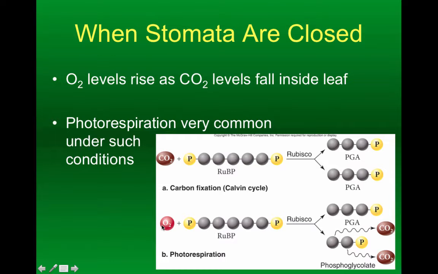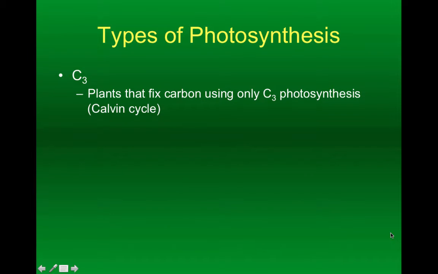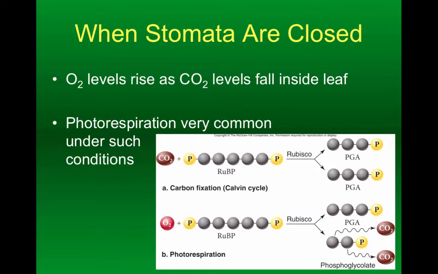We take an O2, we take an RuBP, but instead of making 2 PGAs, we only make 1 PGA, and then we start cranking out CO2. And that's not right. We need to make PGA, not CO2. So when O2 is high, we only make 1 PGA, and we dump a bunch more CO2 out, and that is not a good thing for plants. Basically, the plants are going to start burning up glucose for no reason.